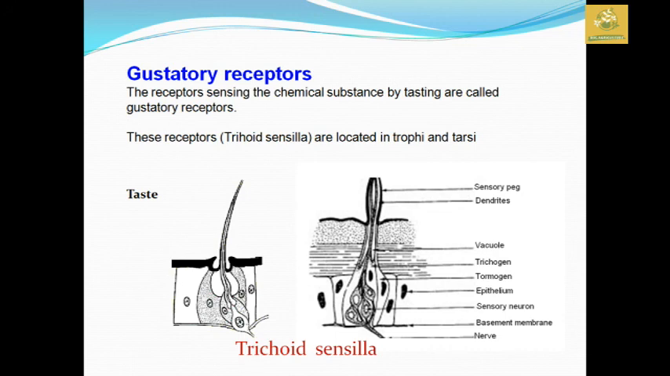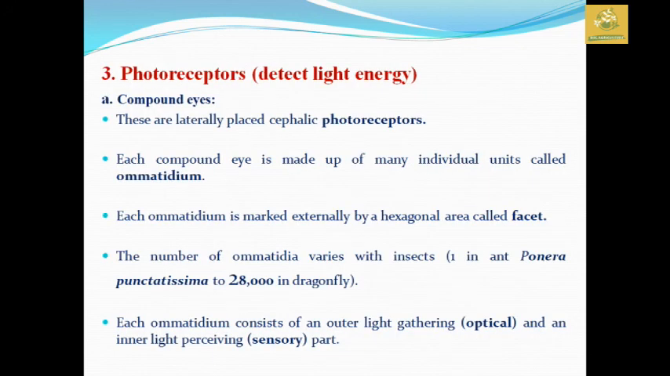These are present in the tibiae as well as tarsi of the insect body. Next come the photoreceptors, which are used for detecting light energy, known as the compound eye. These are laterally placed cephalic photoreceptors in the insect body, and each compound eye is made up of individual units called ommatidia. Each ommatidium is a hexagonal area known as the facet, and the number of ommatidia varies in insects, for example 1 in ant and 28,000 in dragonfly.